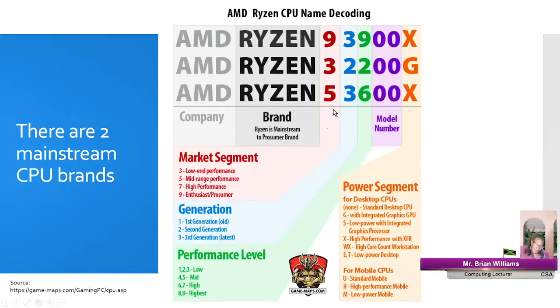Next thing, how many threads does it have? Next thing, what is the speed of those threads? Nothing lower than 2 gigahertz. And then you can start looking at the generation, say, oh, this is a generation 3. I think now they're up to generation 5.